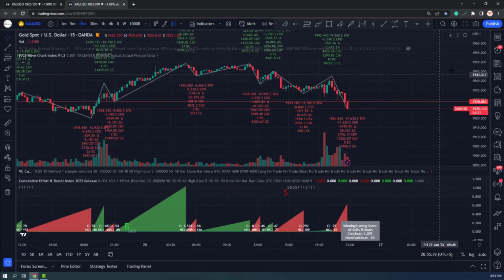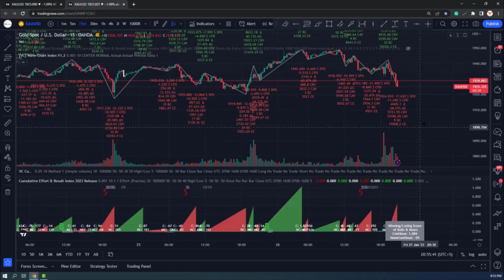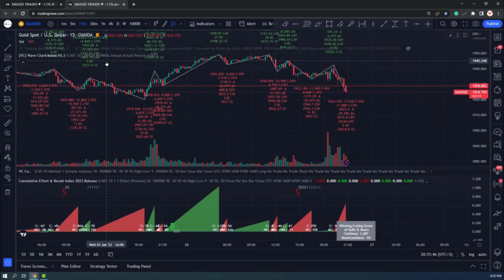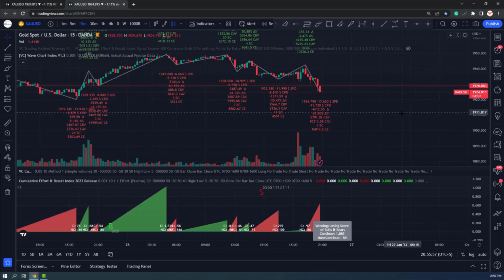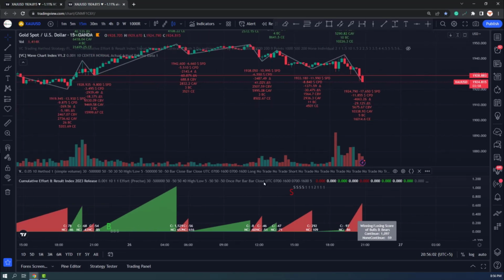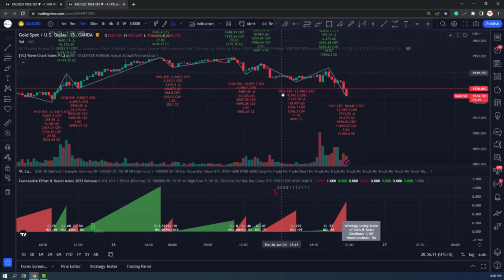Okay, we will cover these two tools in this session. The first one, the wave chart index, we have already covered and discussed in the previous session, and the majority of the participants of this session are already familiar with this tool. The second tool is the cumulative effort and result index. Actually, this is the graphical version of this tool.